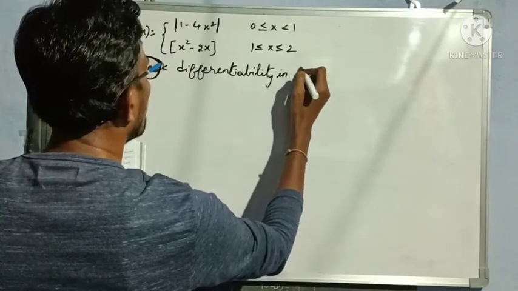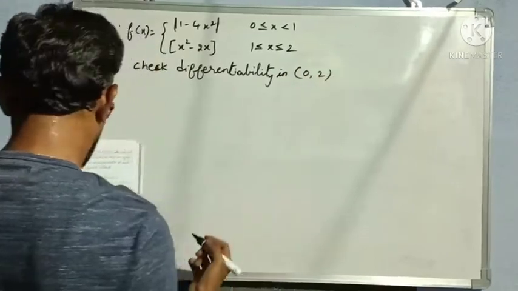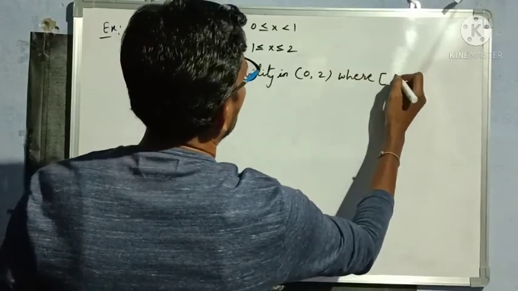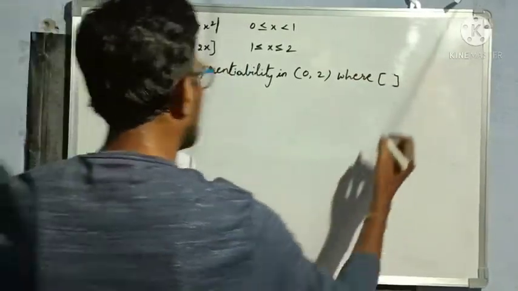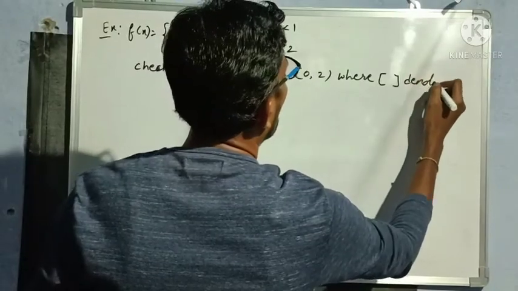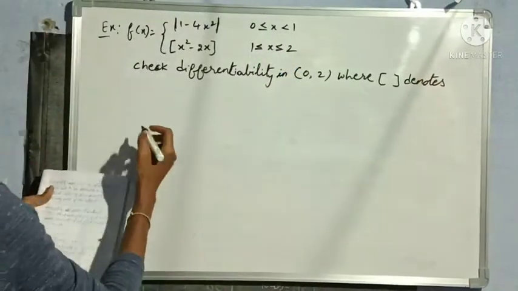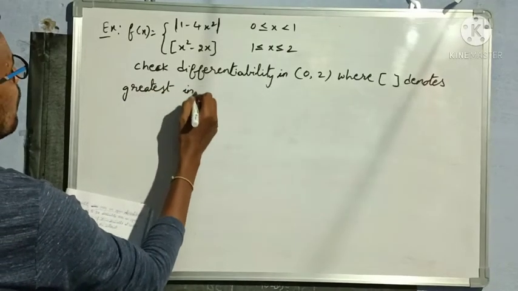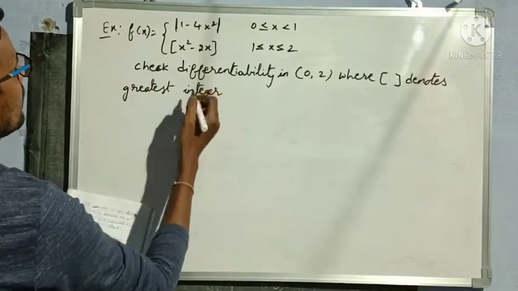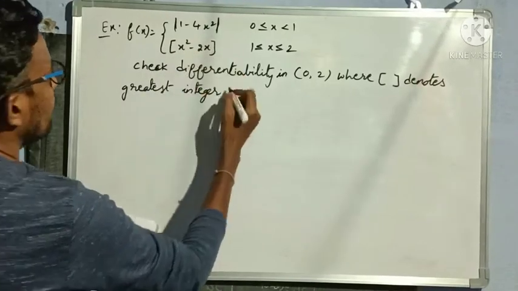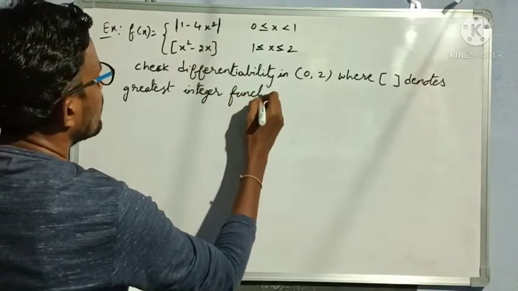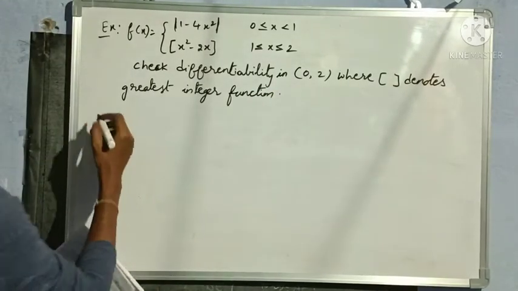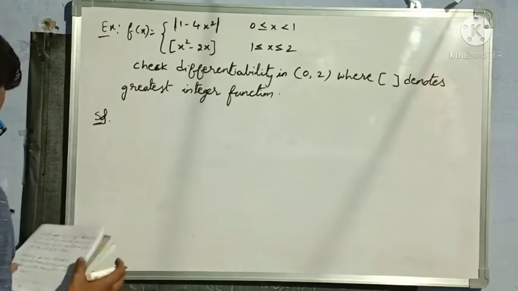in the open interval (0, 2), where this box, these brackets, denotes the greatest integer function. Means this function represents the greatest integer function. If this function represents the greatest integer function, then there exists some method. That method I will explain now. First, let us see how to solve this problem.